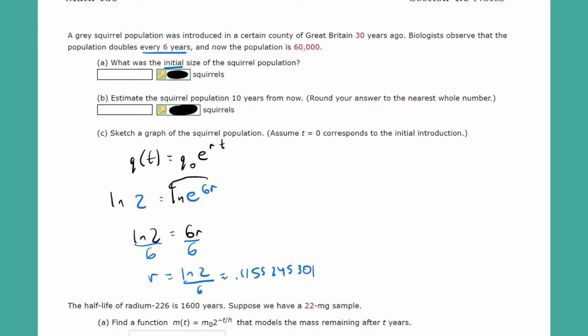You don't want to round, because if you round, you're just compounding your rounding error. So you don't want to do that. So we know what the growth rate is. This is your growth rate, that's your r.